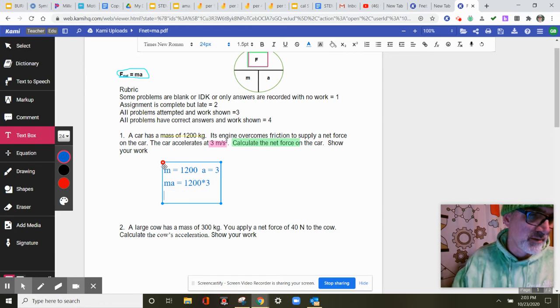So go ahead and get out your calculator and calculate the answer. And don't forget to label it.